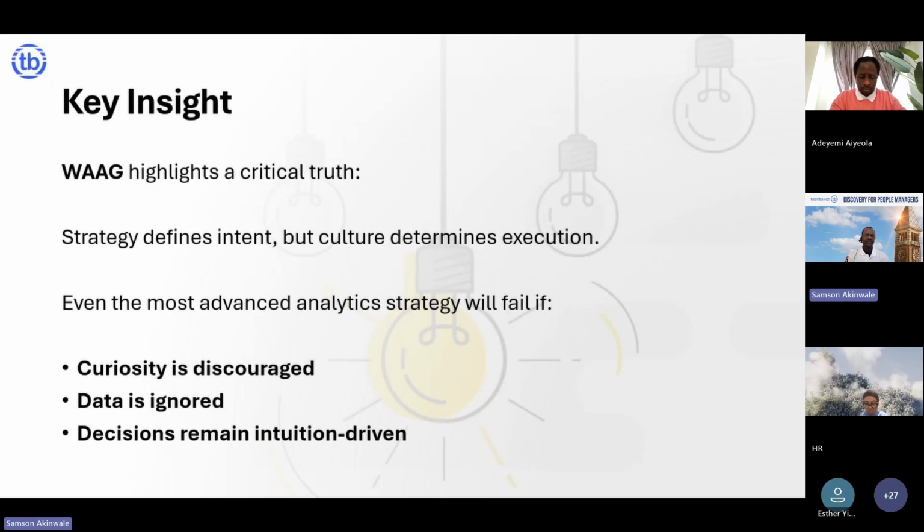What is the key insight here, and what is the critical truth WAG is trying to tell us? Strategy naturally defines somebody's intention or an action plan, but culture is the one that will determine whether the content of that strategy will be executed or not. Meaning, until you make something become a culture, you will not naturally carry it out without even thinking about it. And to make workforce analytics become the order of the day, and deriving insight from it in different departments and leading people based on this, it's not a one-off event.